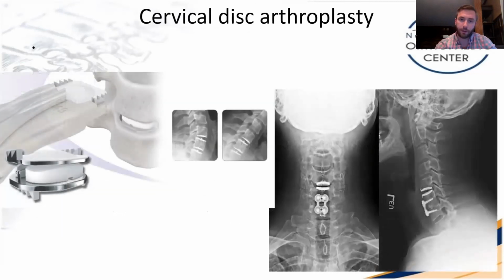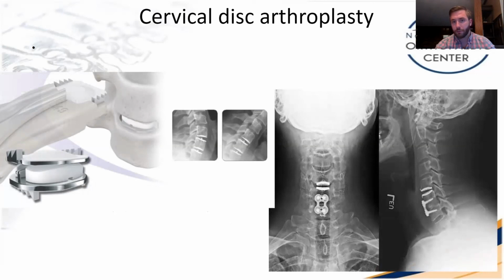So these are a couple images of a cervical disc arthroplasty all the way on the left. This is a schematic of the one that I typically use. This is the Mobi-C. On the middle image, this is an x-ray or a fluoro shot of a patient bending their neck backwards and forwards. You can see a 2-level Mobi-C. That's the only implant that's indicated for 2 levels.